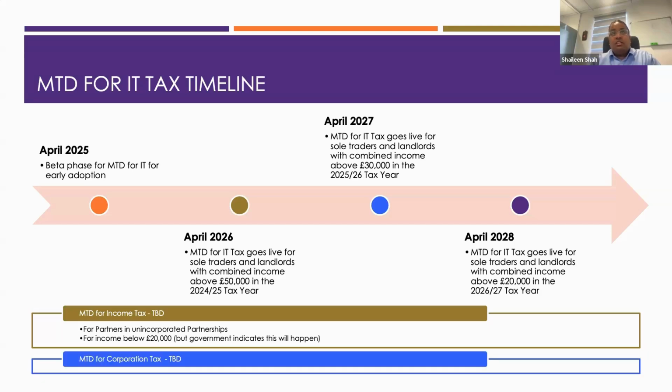Finally, the next bit on the agenda is MTD for corporation tax, which is going to be brought into effect as well. So limited companies will also get affected with quarterly reporting. Again, the date for that has not been confirmed.